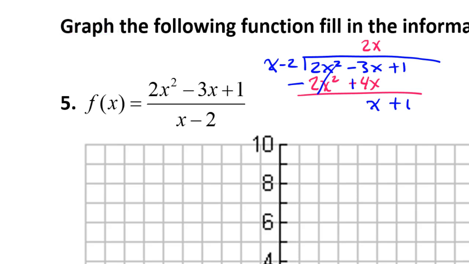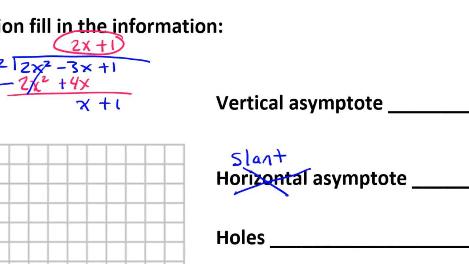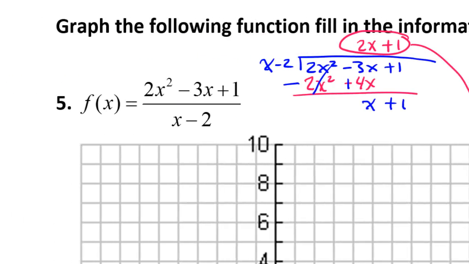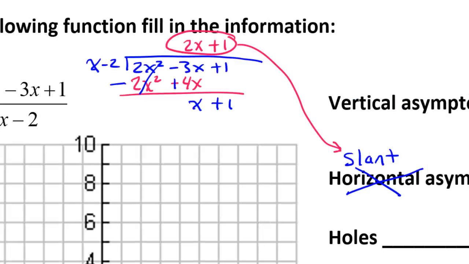Start over. x times what makes x? That would be 1. And really, as soon as you got that constant, we can stop there. I mean, we could keep going, find a remainder, but this is going to give us our slant asymptote. Okay, that's why our slant asymptote is going to be y equals 2x plus 1.